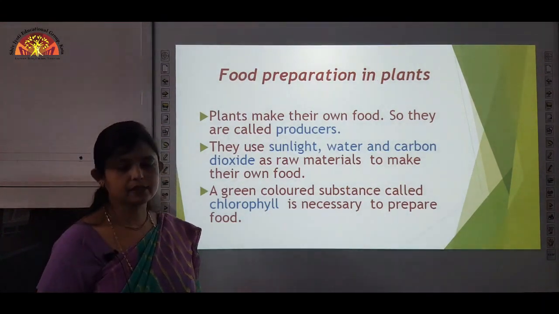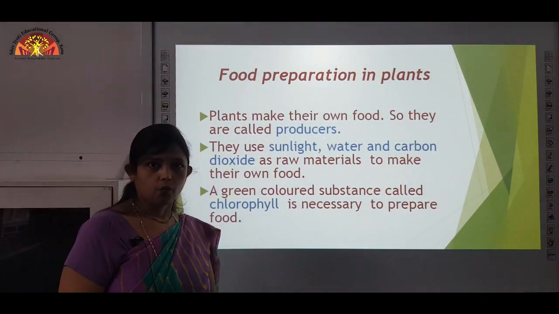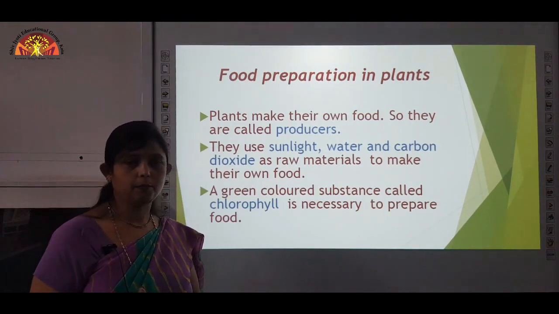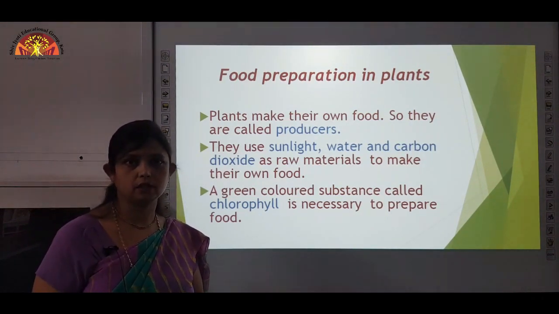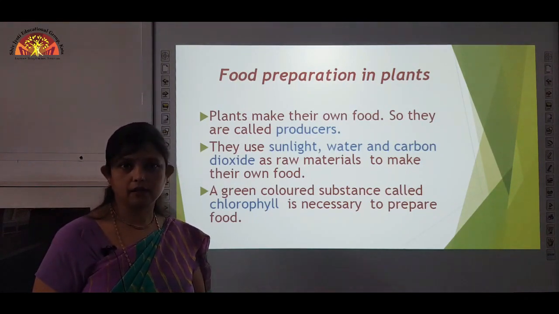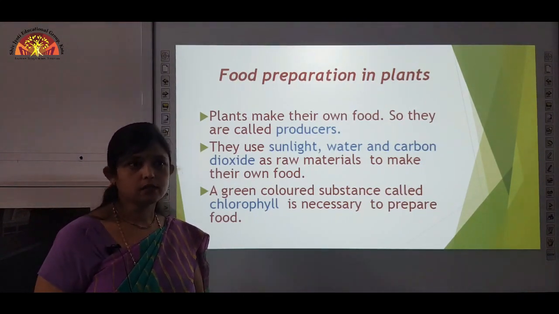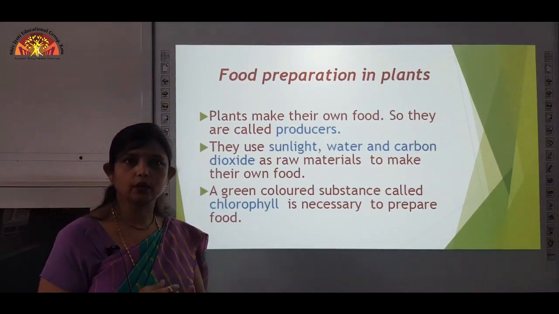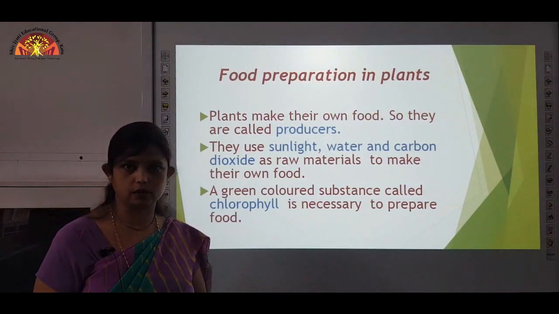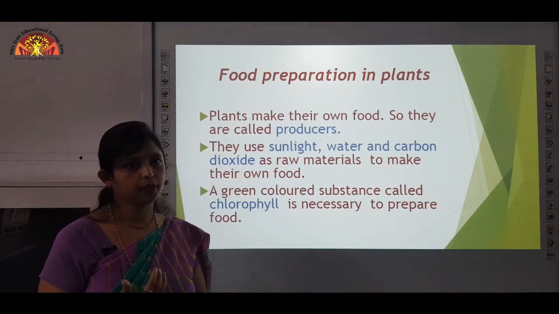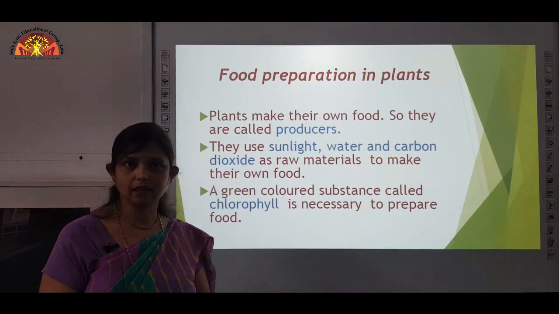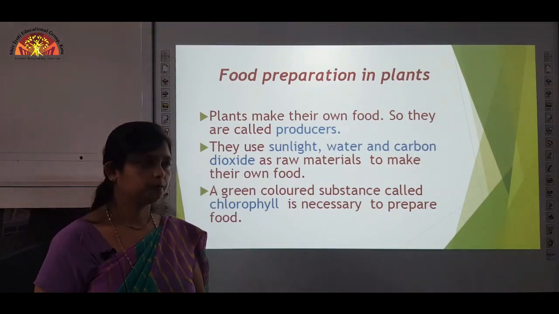Now what happens in plants? Whatever food we have to prepare, we need some raw materials. Similarly, plants also need some raw materials. So the raw materials for plants are carbon dioxide, water and sunlight. They need sunlight to get energy for the whole process. So sunlight provides them the energy, and water and carbon dioxide combine in the leaf to form food.